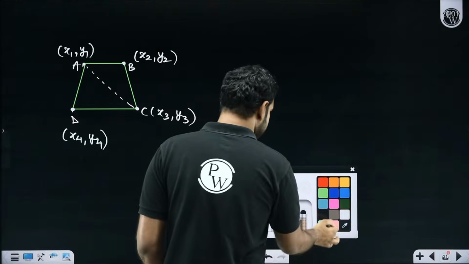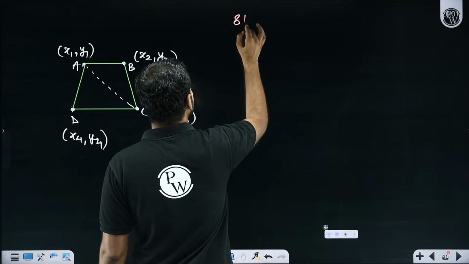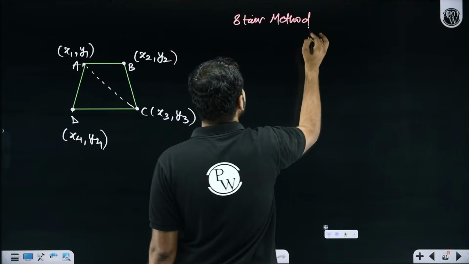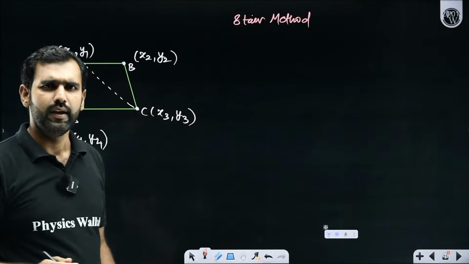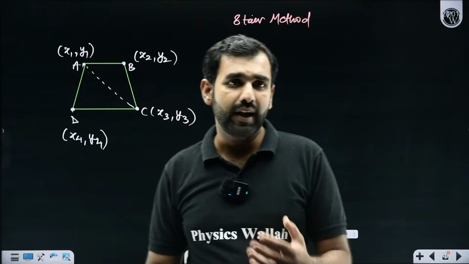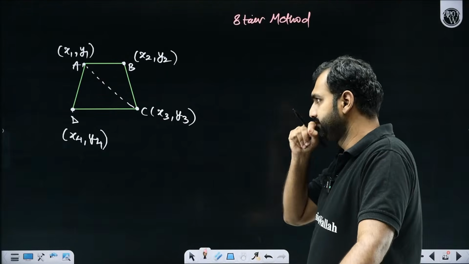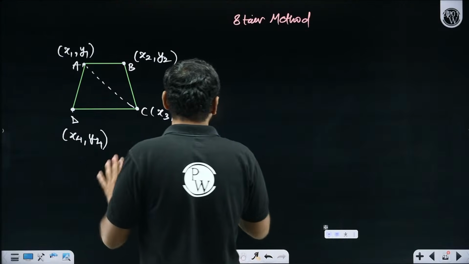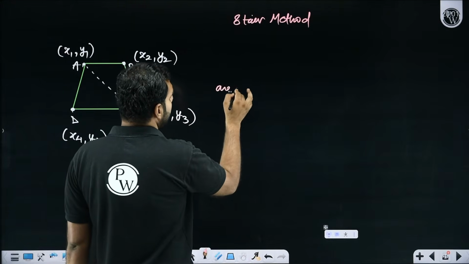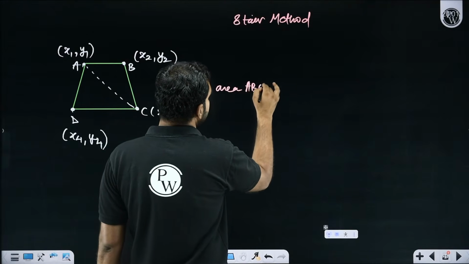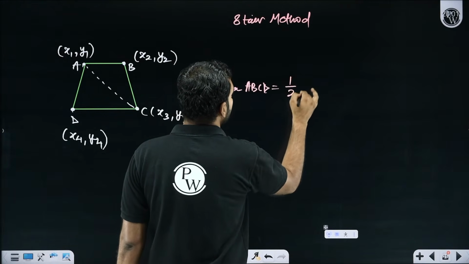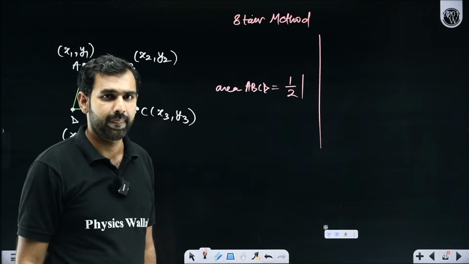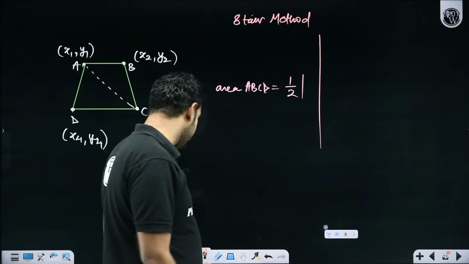But what if I suggest you another shortcut for finding the area of any polygon? It is not merely restricted to a triangle or a quadrilateral. Even if you are given a heptagon or a hexagon, you can apply this stair method. Sir, how? Look at this. The stair method says that the area of this quadrilateral ABCD can be given by half of the modulus of the stair of. Sir, what is the stair? We'll talk about that for studies. I'll create a short on it.